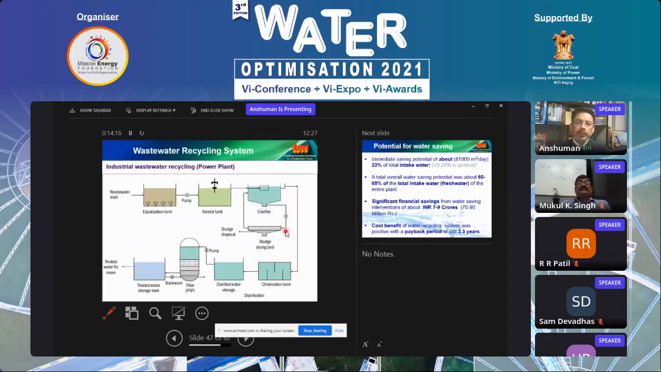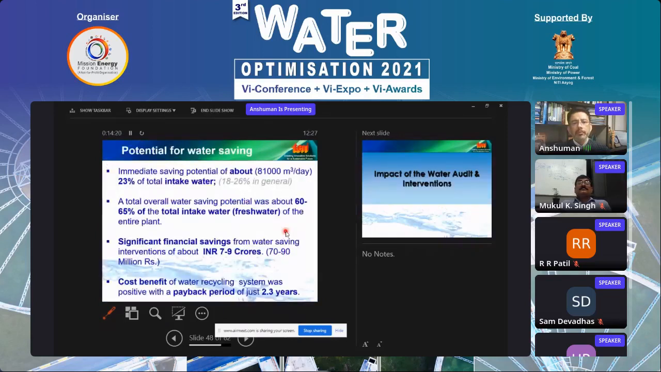Now, we also, in the process, designed a recycling system for the power plant. And what we identified was that there was an immediate saving potential of around 23% of the total intake water. Our general experience of water audits with different power plants is that they have around 18% to 26% water saving opportunity from immediate interventions. And overall, of course, the water saving potential was much higher. As I showed you earlier, around 60-65% of the total intake water could actually be saved.